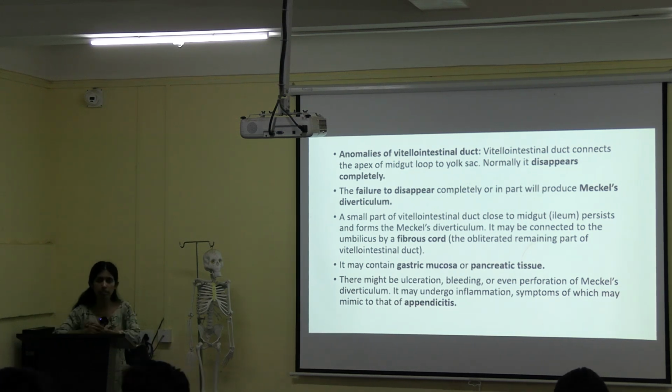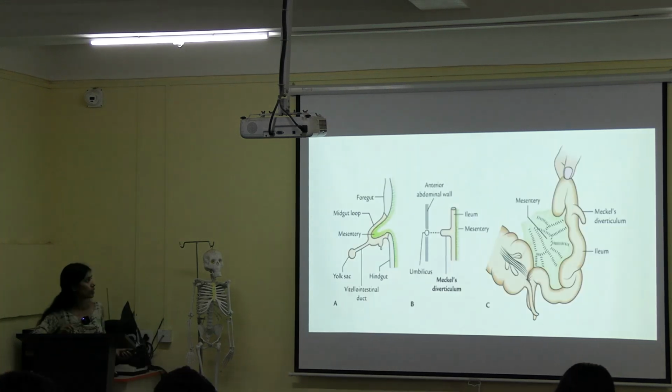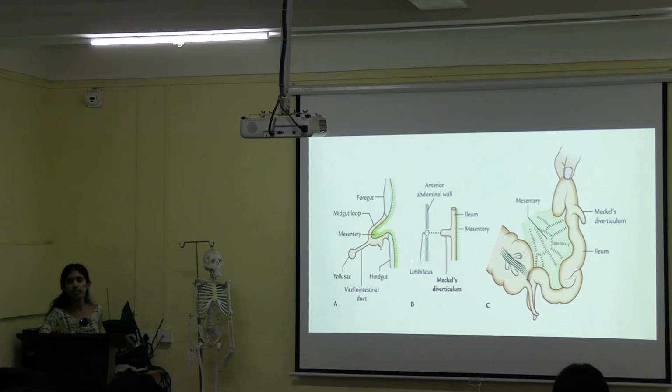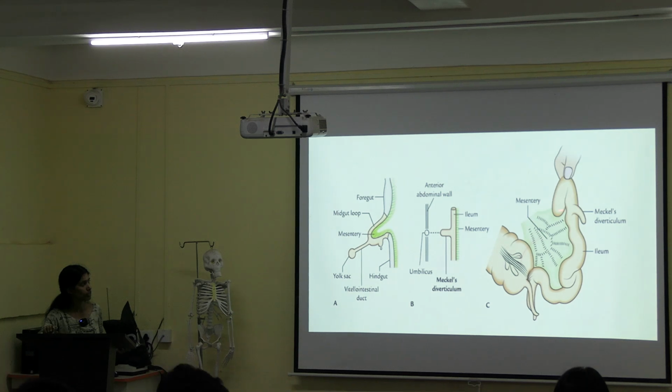So, how does it mimic appendicitis? What is the reason behind it? You can see here, this is the vitellointestinal duct. During the development process, your vitellointestinal duct will usually completely disappear. If any part remains, that will lead to a condition called Meckel's diverticulum. You can see here, this is how it will look in your ileum region. This is the Meckel's diverticulum.